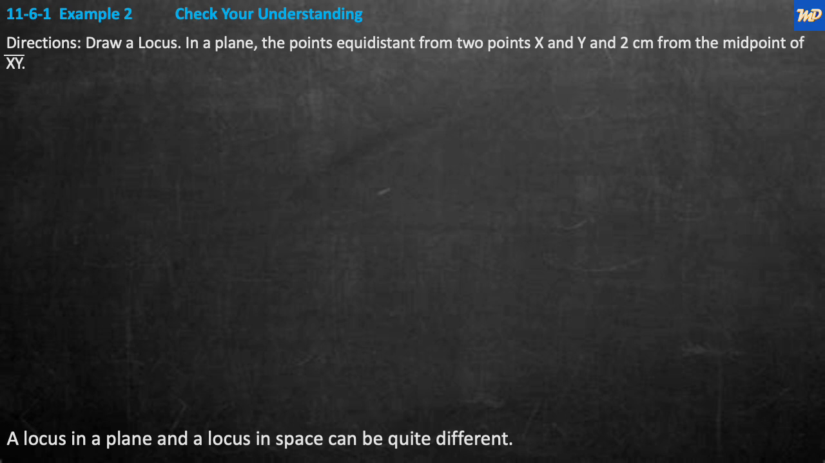So now that you've given it a try, let's see what we come up with. It says, draw a locus in a plane of points equidistant from 2 points x and y. So let's draw that first. This is on a plane, right? So I'm going to draw a point here, and I'm going to draw a point here. It doesn't matter where. I'm going to call this one x, and this one y. Then we're drawing points equidistant from x and y.